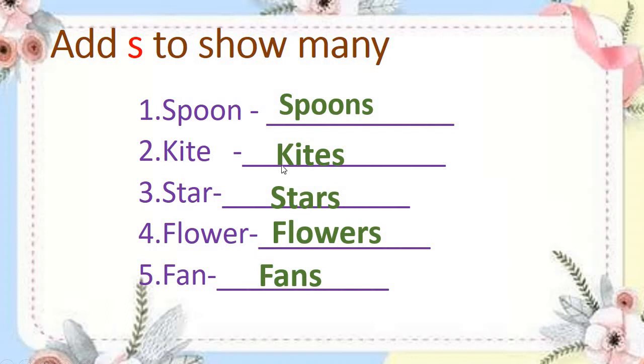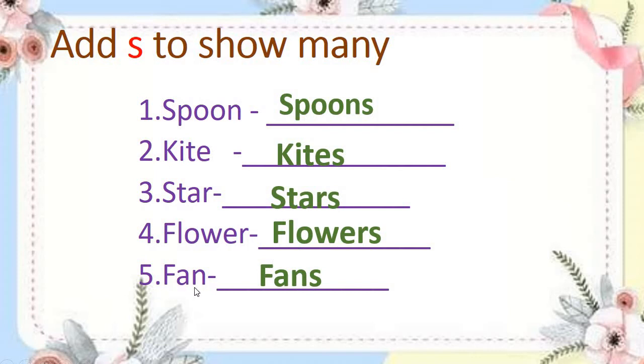K-I-T-E, kite. K-I-T-E-S, kites. Number 3 is star. S-T-A-R, star. S-T-A-R-S, stars. Number 4 is flower. F-L-O-W-E-R, flower. F-L-O-W-E-R-S, flowers, many flowers.